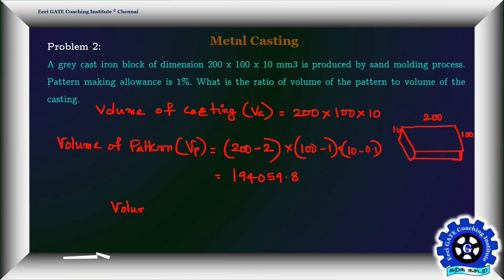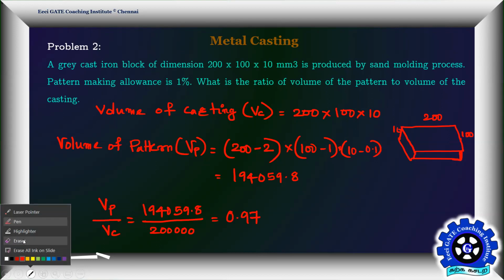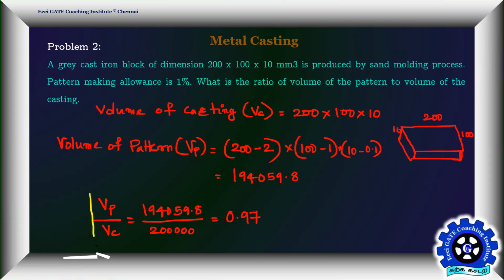Volume of casting is 2 into 10 power 5. Let me write volume of pattern as VP. VP divided by VC is 194,059.8 divided by 2 into 10 to the power of 5, that is 0.97. They asked volume of pattern to volume of casting. So this is the answer. Got the point, guys?